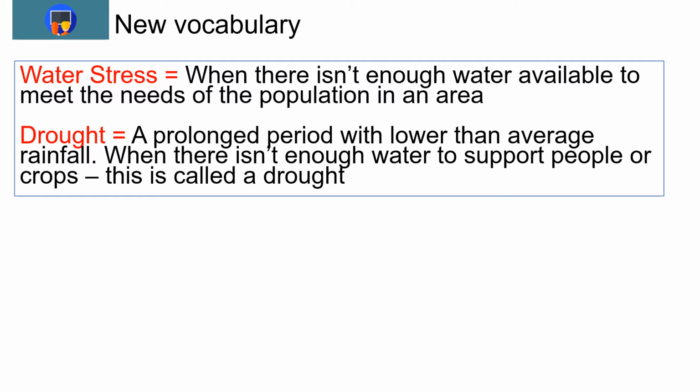Two new keywords for you now: water stress, when there isn't enough water available to meet the needs of the population in an area, and drought, a prolonged period with lower than average rainfall. When there isn't enough water to support people or crops, this is called drought. Pause the presentation and copy down these two definitions into your workbook on page 6.